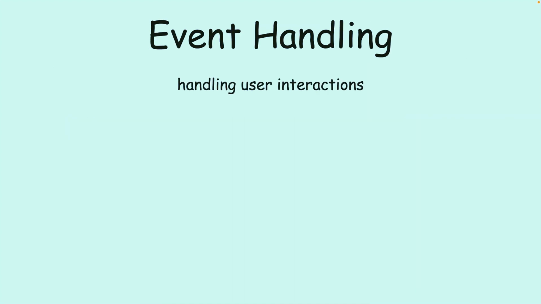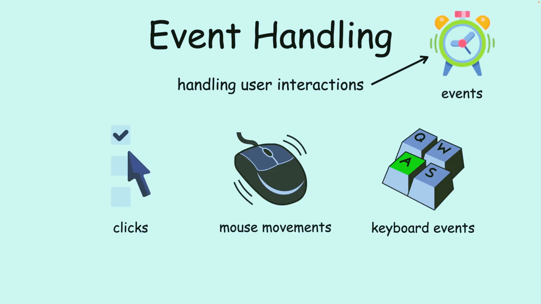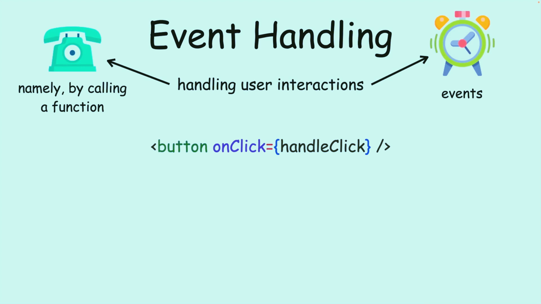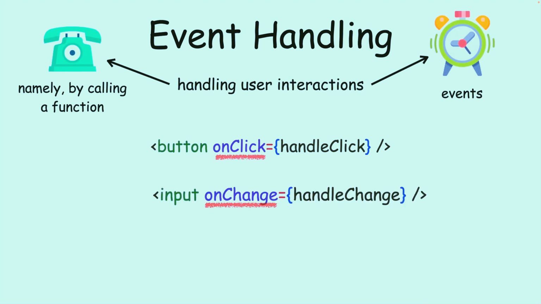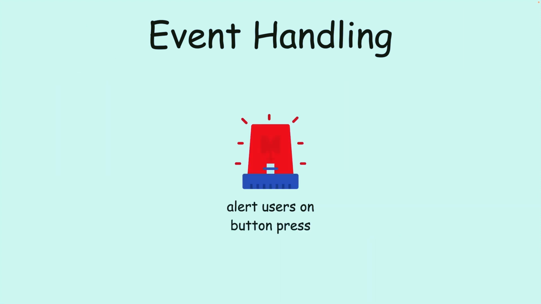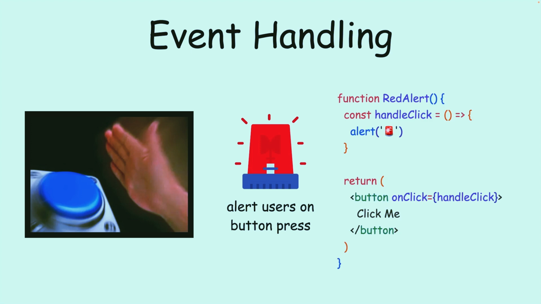Whenever someone uses our app, tons of events take place like clicks, mouse movements, and key presses, many of which we need to detect. Event handling is how we take those user events and do something with them. React has a lot of built-in events such as onClick, onChange, and onSubmit. These three events are ones you'll probably use the most. If we want to alert users when a button is clicked, we would add the onClick prop to the button and connect it to a function that would show that alert.